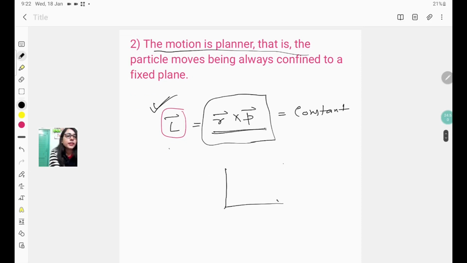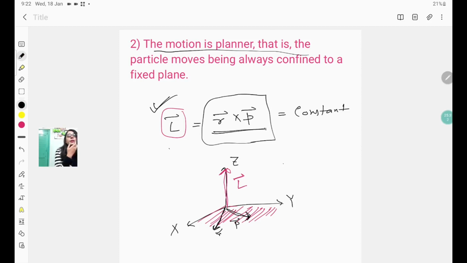Suppose again I am drawing a particular picture. Suppose this is x, this is y, this is z. First of all, if this one is the direction of L vector, that means the L vector should be perpendicular to the r cross p vector, that is r cross p vector should lie in this plane, right? As L is perpendicular to this plane. So what is the r and p vector here? Suppose this one is the r vector and this one is the p vector, and they both lie on a particular plane which is perpendicular to L.